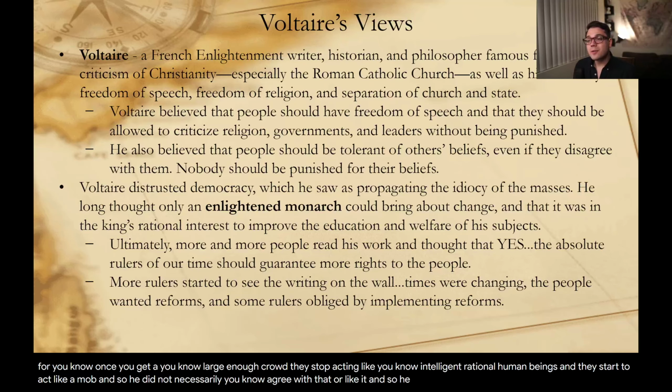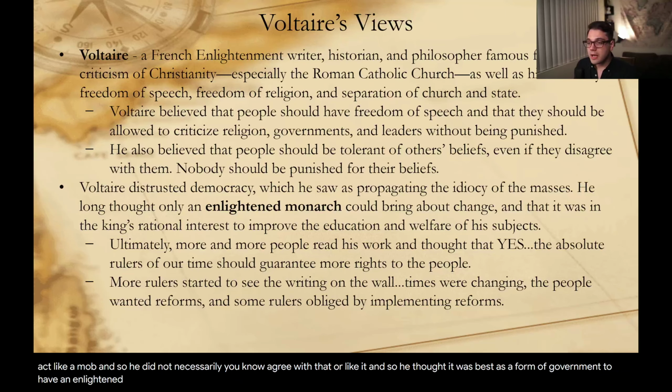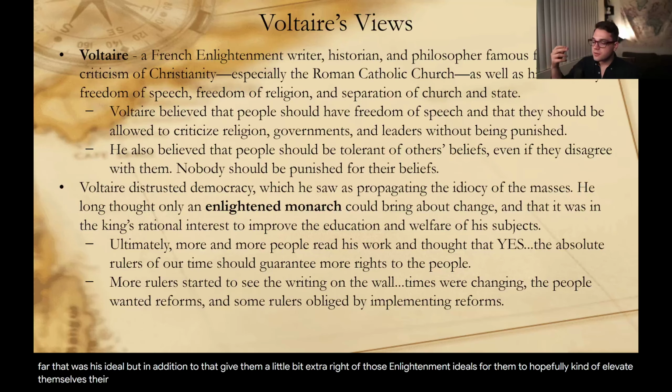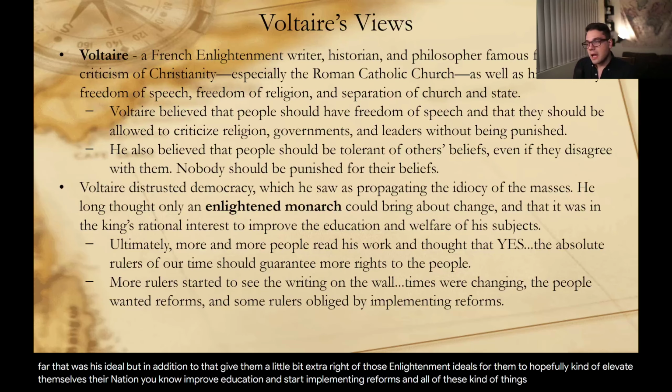And so he thought it was best as a form of government to have an enlightened monarch that could bring around meaningful change. So essentially all of the powerful monarchs that we have seen thus far, that was his ideal. But in addition to that, give them a little bit extra, right, of those Enlightenment ideals for them to hopefully elevate themselves, their nation, improve education and start implementing reforms and all of these kind of things.